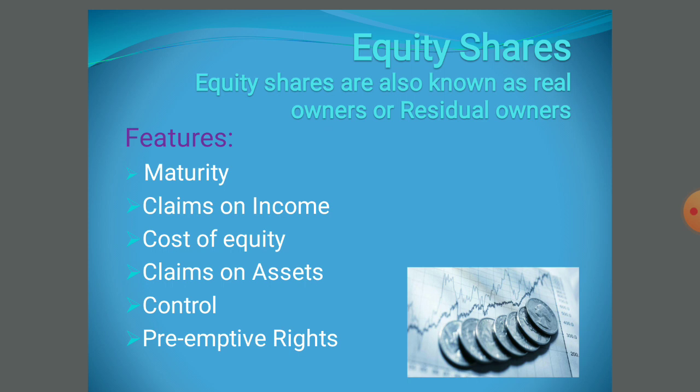The next feature is claim on income. Equity shareholders cannot claim on the income of the organization until the benefits are passed on to other investors. I explained to you, they are the residual owner. That means they get everything after the benefits are distributed to other investors. That is, they cannot claim any income.